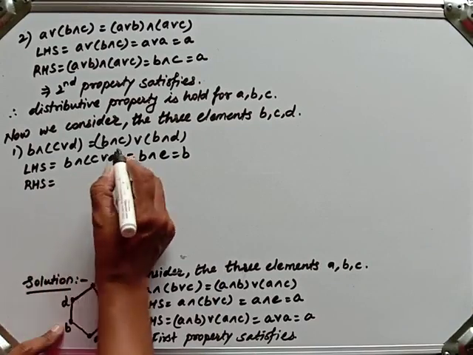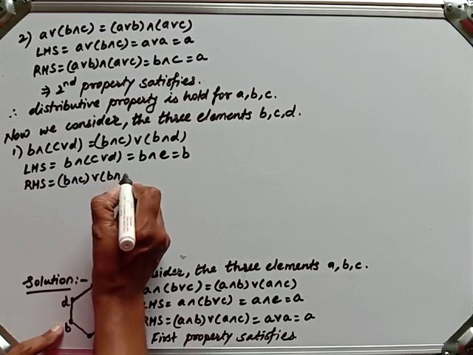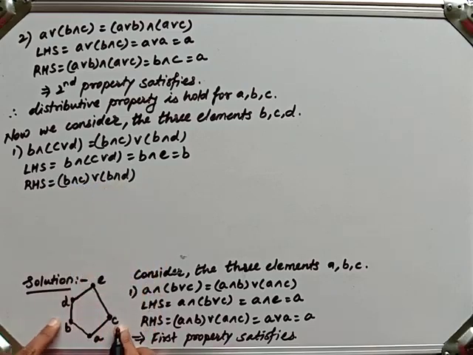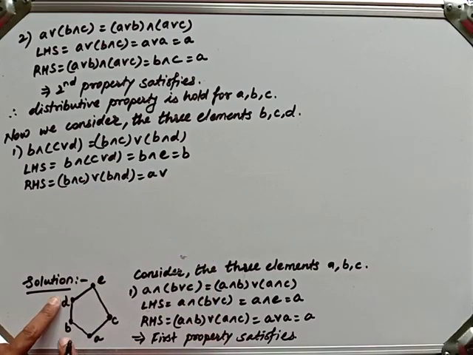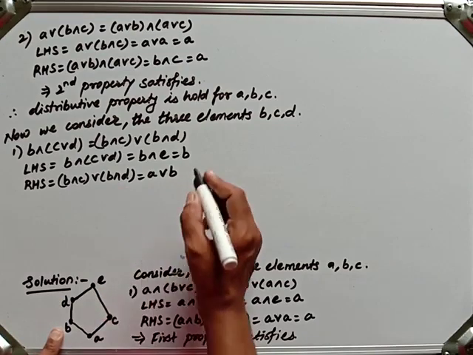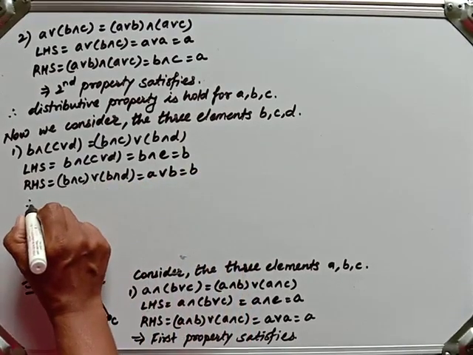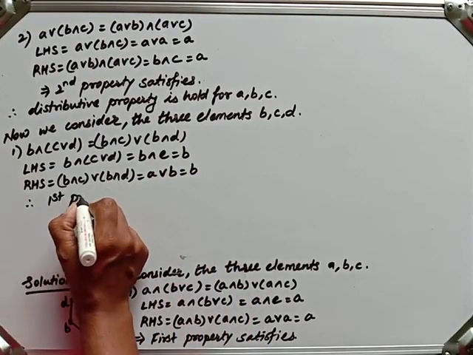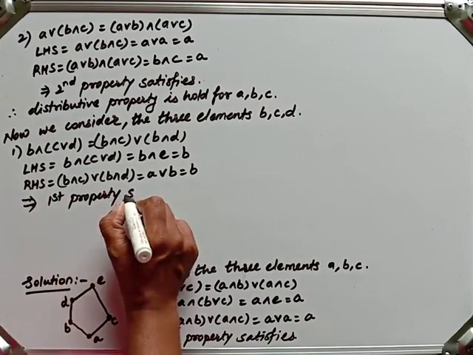Let us check RHS. It will be B mid C join B mid D. What is B mid C? The greatest lower bound of B and C is A. Join. The greatest lower bound of B and D is B itself. Now the least upper bound of A and B is B. So they are equal. Therefore the first distributive property is satisfied.